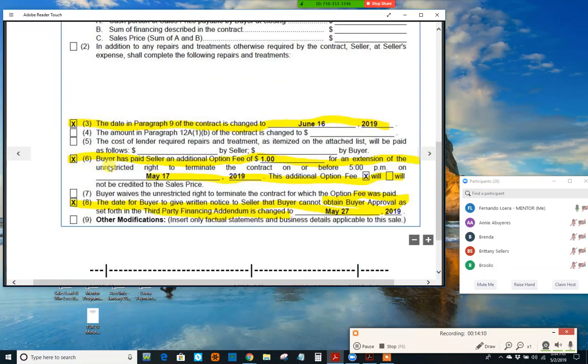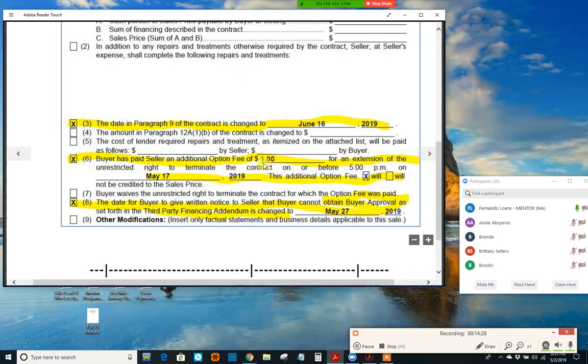And so we would select that the buyer has paid an additional option fee of $1. Remember, I told you that it has to be some kind of monetary value. There are times where they leave it at 0, and as an amendment, I think it's okay, but not the first time when you initiate the contract.